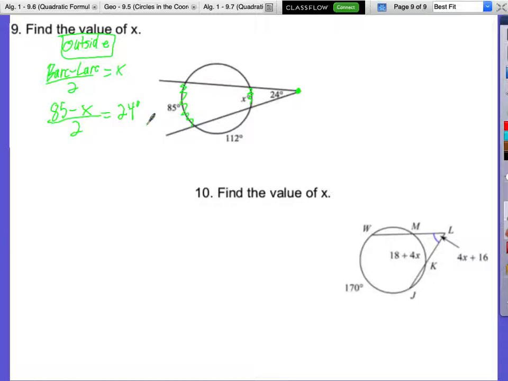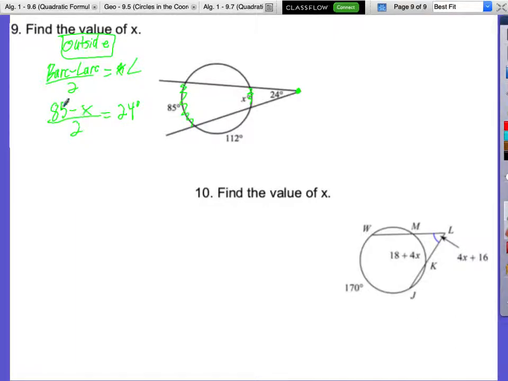So it's a little bit different. But first of all, any questions on how we got it set up? 24 is not on the top or the bottom. We take whatever our setup is: bark minus lark over 2 is equal to our angle, and we just plug in what we know. We know bark, we know the angle, and we know it's divided by 2. We don't know lark, so we just put in x. So it just goes where the angle is in that case.